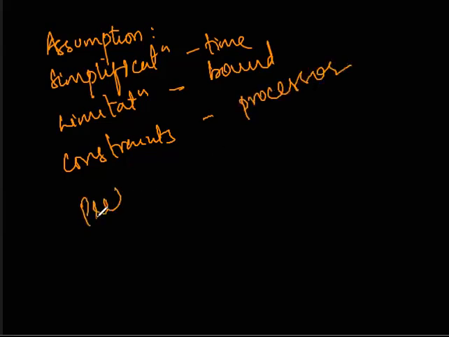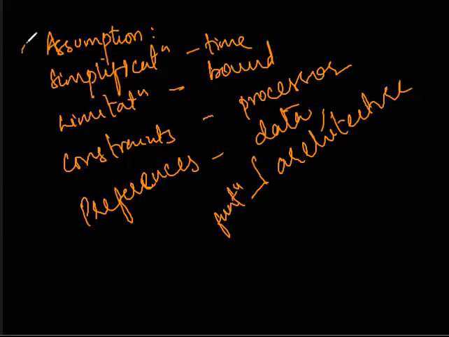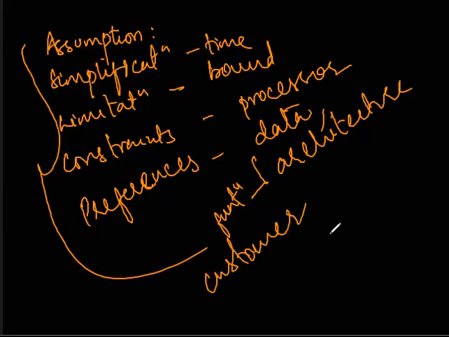Then you go for preferences. Preferences are the type of data and the different components that you're using. You're going to have an architecture, and this is the preferred architecture. Within this, you're going to have data, you're going to have the functions, and above all this, we are going to focus on customer satisfaction.